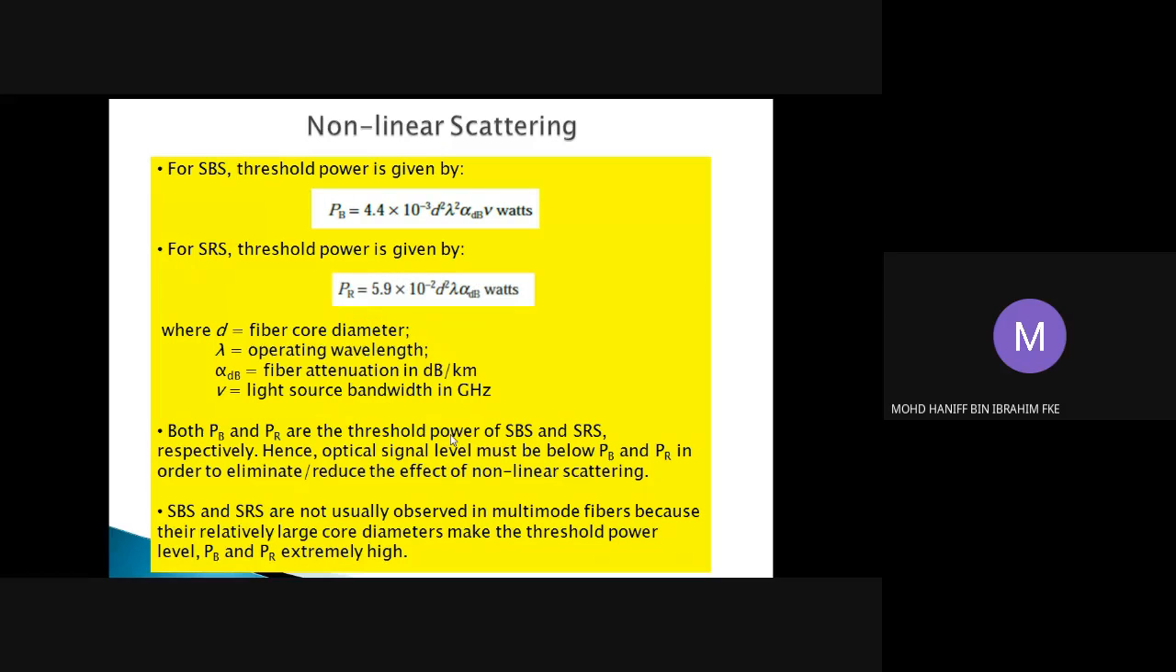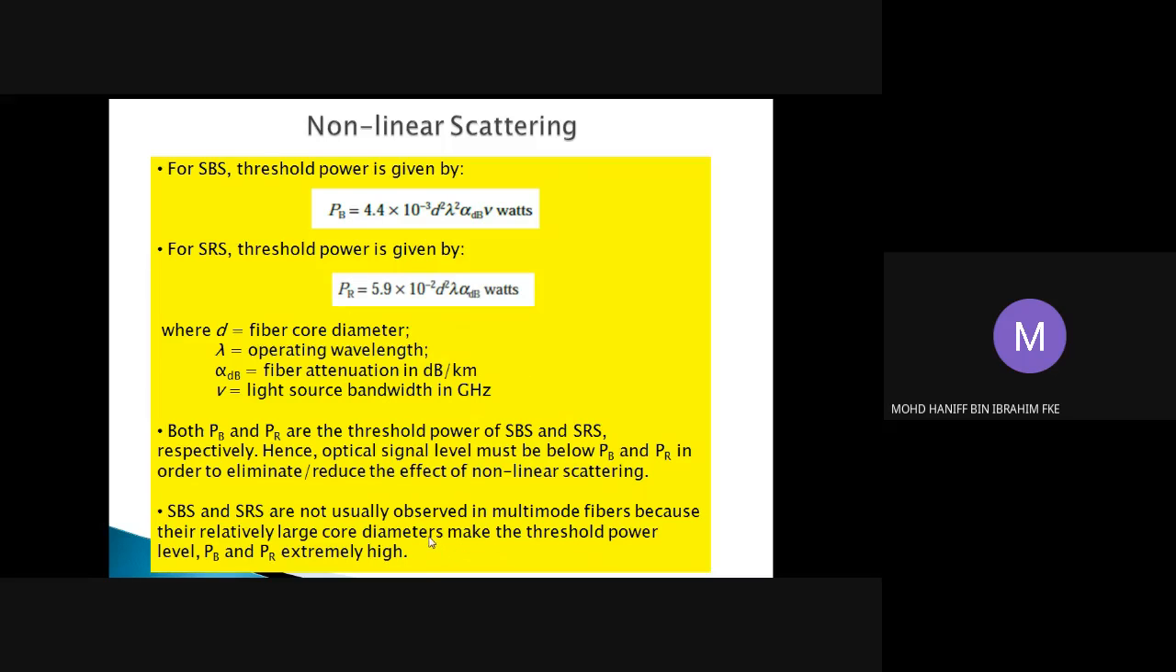Can I repeat again? For SBS and SRS, the nonlinear scattering effect is not critical in multi-mode fiber because multi-mode fiber has large core diameters. When we see these equations here, note that D is the diameter. So when we insert D in these equations, we can say that the values of PB and PR will be very high.